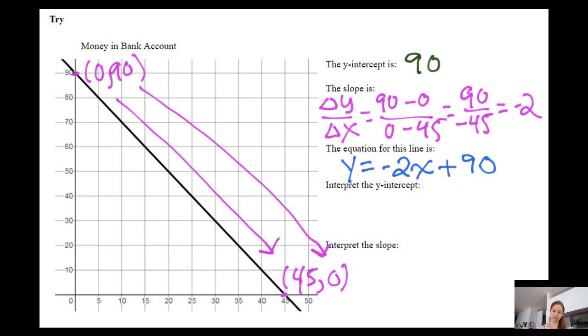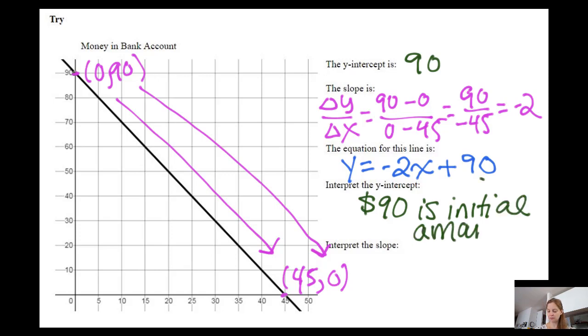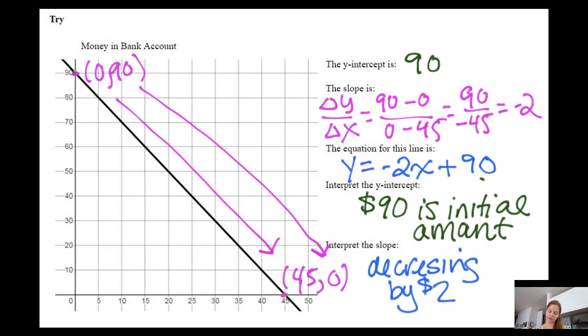I said it was money in a bank account, so the initial amount in the bank account is $90. So $90 is initial amount. And the slope is a negative 2, so the amount is decreasing by 2 each. I didn't give you an x, like if that's days or hours, so all I can write is decreasing by 2. I'm going to label it dollars. Decreasing by $2 every 1 unit on the x. So I'm just going to write decreasing by $2.